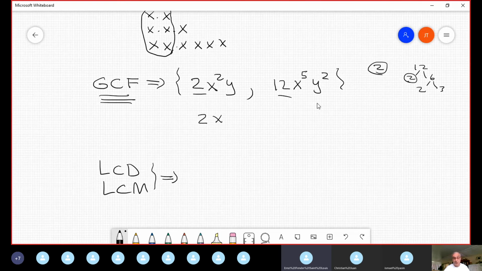For the greatest common factor, you take the smaller exponent, so you get 2. In the y part, here is 1 and this is 2. You take 1. This is the greatest common factor.